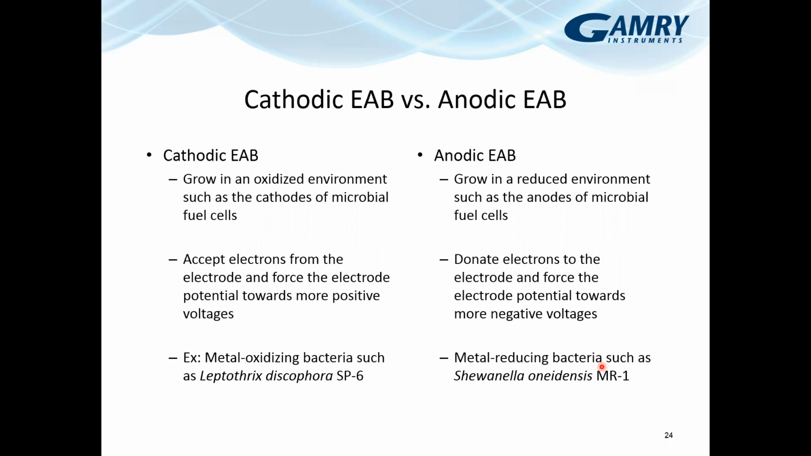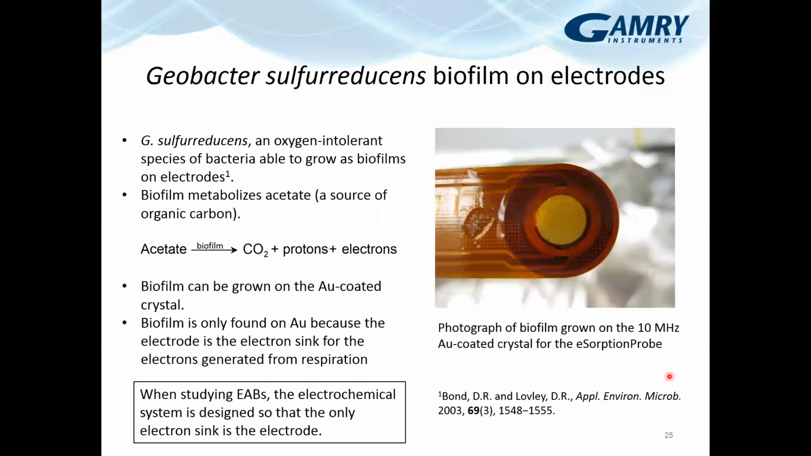Anodic EABs grow in a reduced environment, such as anodes in microbial fuel cells and the sediments, and they tend to donate electrons to the electrode and force the electrode potential more negative. And these are typically metal reducing bacteria. Shewanella is a good example in the field. In particular, I talk about one species, Geobacter sulfurreducens.